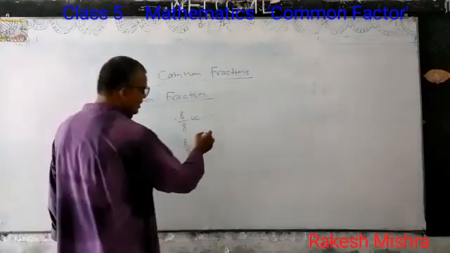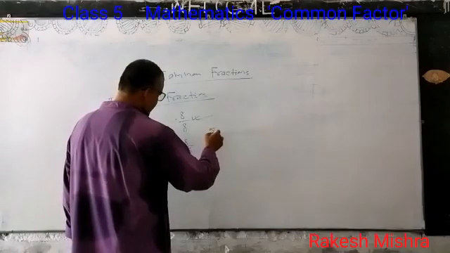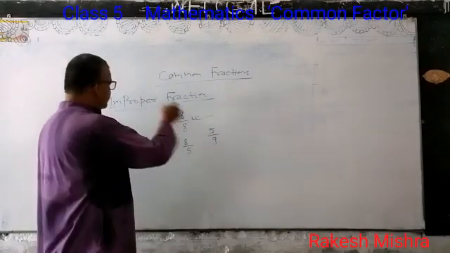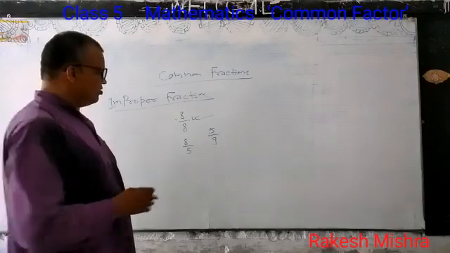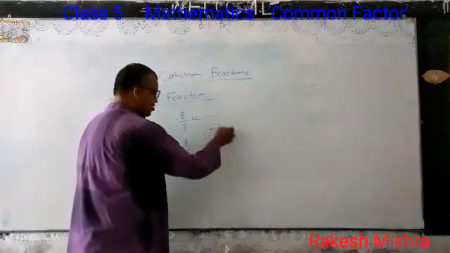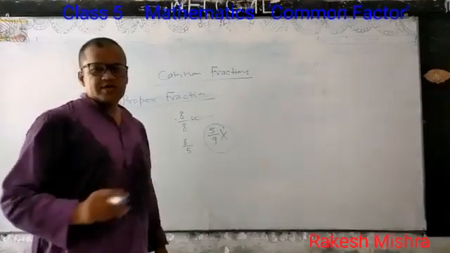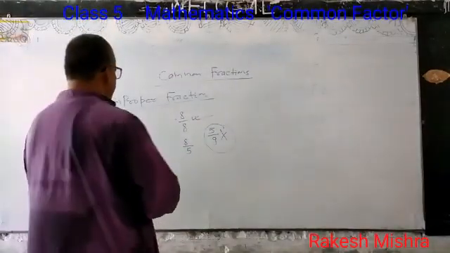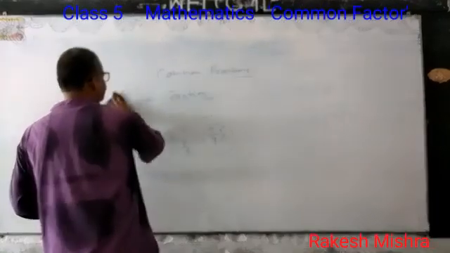Take another example. 5 by 9. Is this improper fraction? No. Why? Because this numerator is not greater than or equal to denominator. So this is not called improper fraction.